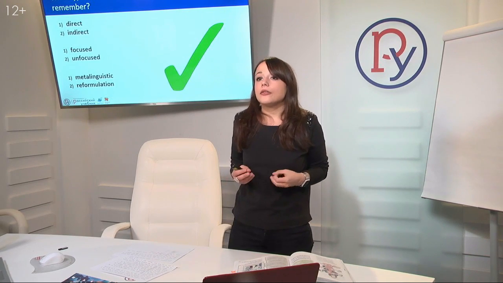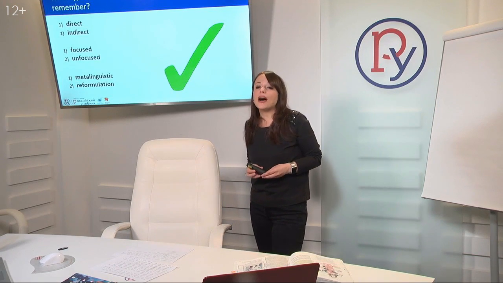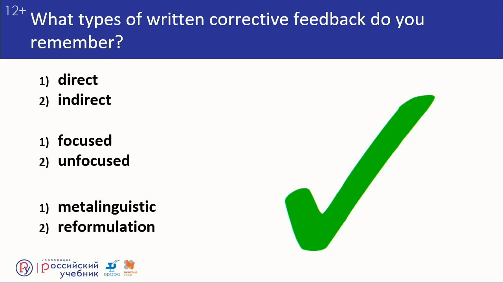differ. The first and the main difference between them is that by giving direct feedback, we're actually letting our learner know what the correct way of writing is. We're correcting their mistakes by providing the correct way of formulating their idea, whereas when we use indirect feedback, we just let our students know that there is a mistake and we're not giving them the right answer.